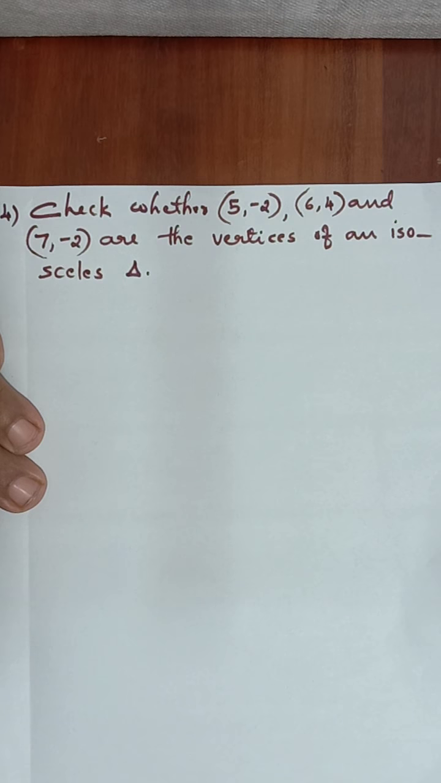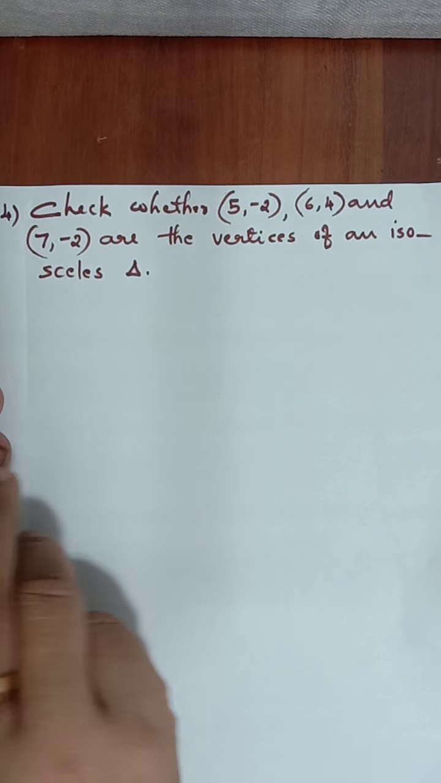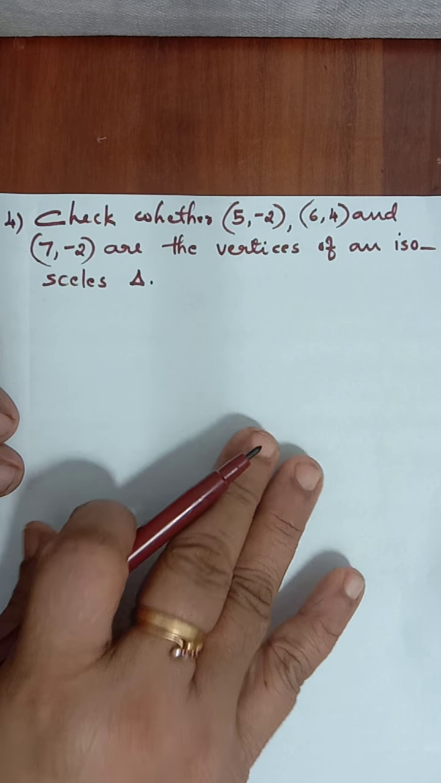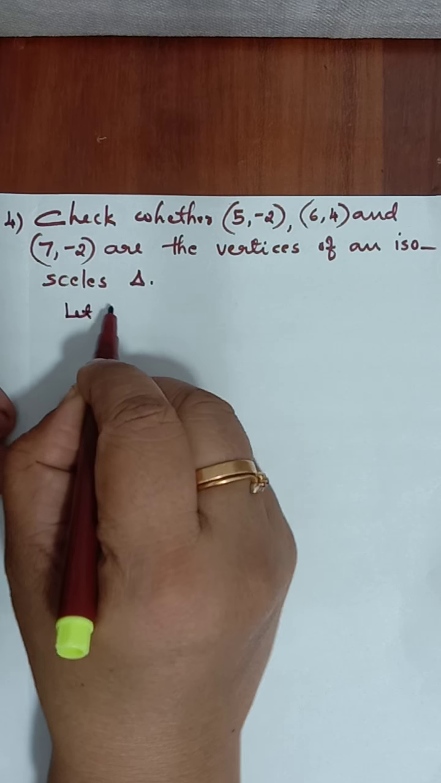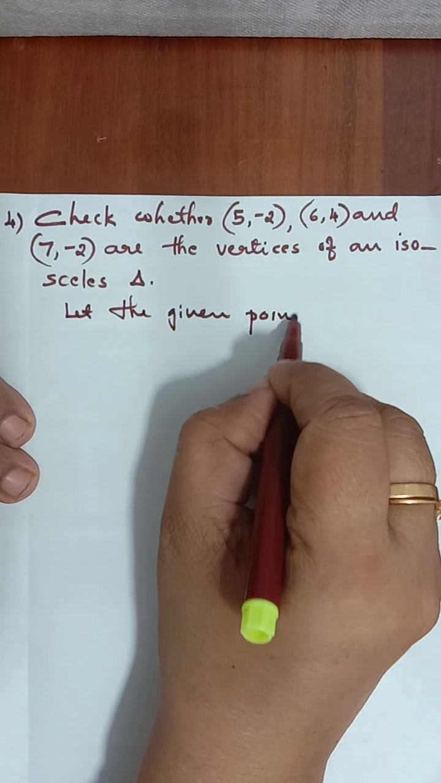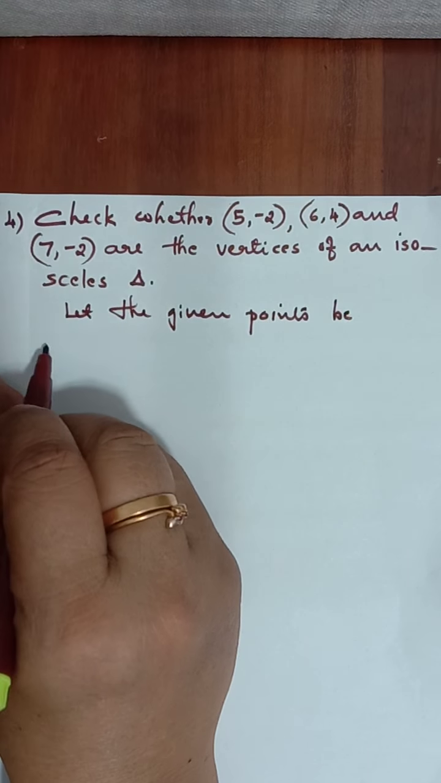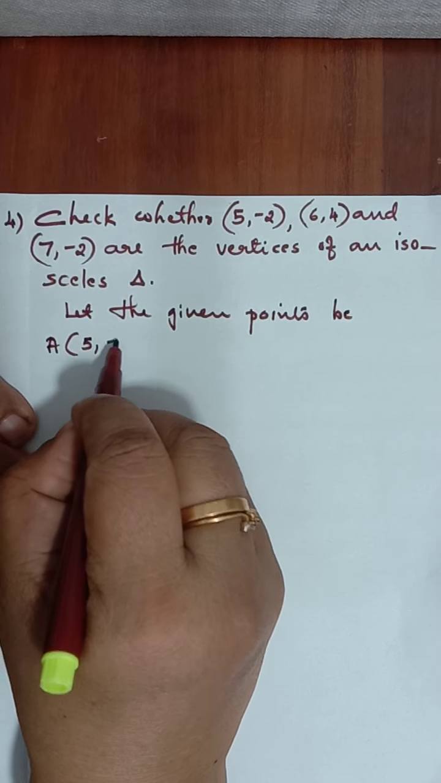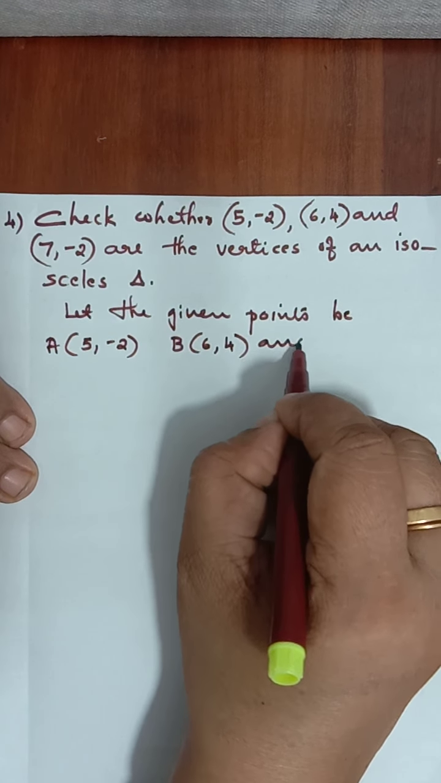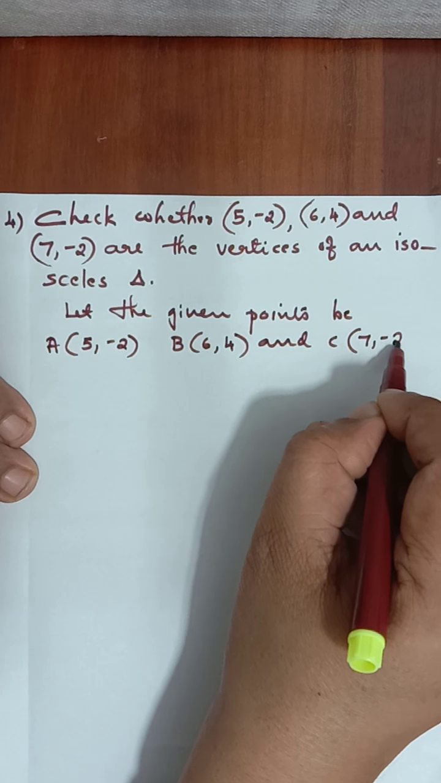Then for isosceles, two sides should be equal. That means anyway we have to find out these sides. These 3 sides we have to find out. Here for these points they haven't marked A, B, C. So let us mark it. Let the given points be, first one A 5, -2, B 6, 4 and C 7, -2.